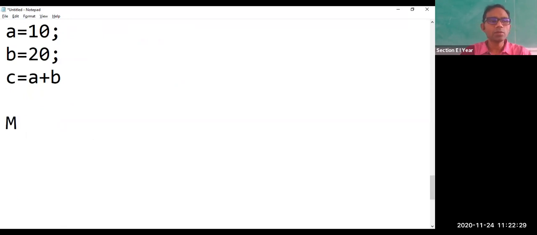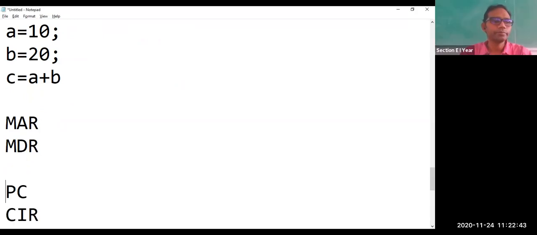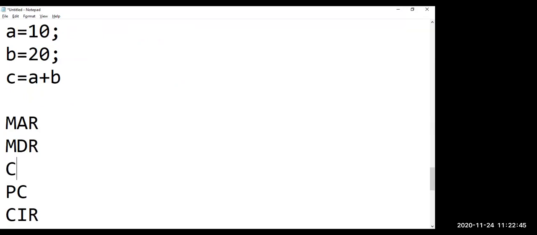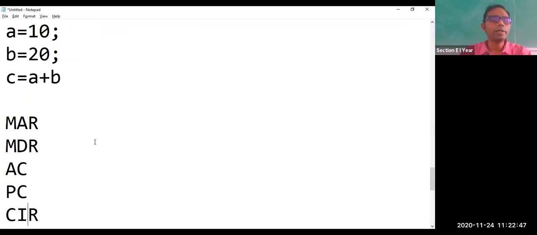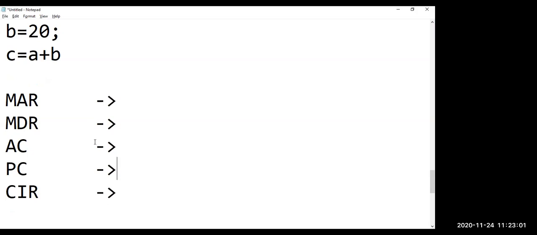We are having one register called MAR. We are having one register called MDR. We are having a register called the program counter. What else? Program counter, AC, CIR. AC, very good, accumulator. Now let us see what is there inside these registers. Okay. MAR, then MDR, accumulator, program counter, current instruction register.